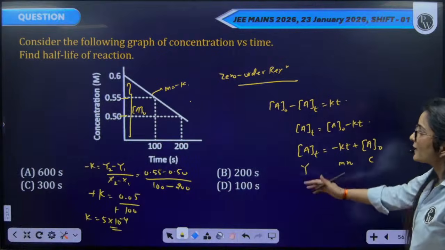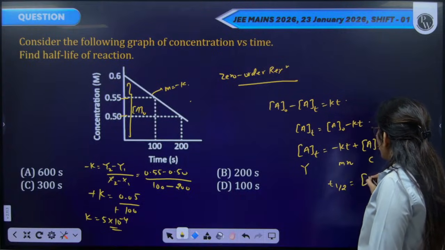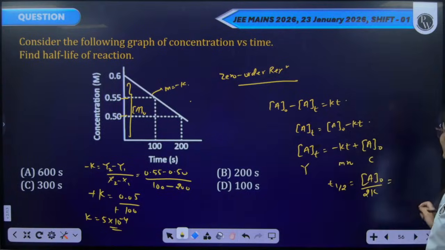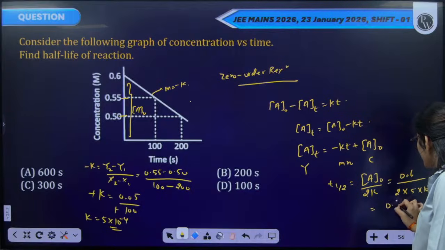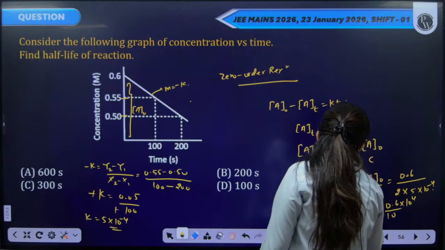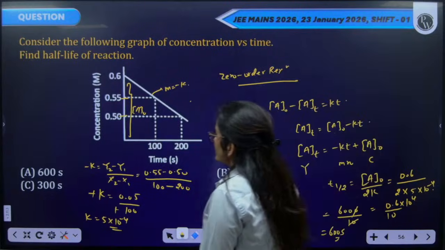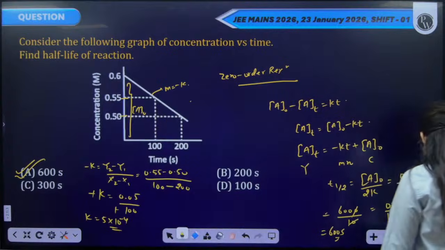After calculating the K value, you need to calculate the t half. So t half will be equal to A naught divided by 2K in case of zero order reaction. The value of A naught is mentioned in the question, that is 0.6, divided by 2K. The value of K is 5 into 10 to the power minus 4. Okay, so you can calculate it. 10 to the power minus 4 will go up, 0.6 divided by 10 and it will be 10 to the power 4. So that will be 6000 divided by 10, so I think it should come to 600 seconds. So that should be the correct option. A will be the correct option. I hope that is clear to you.